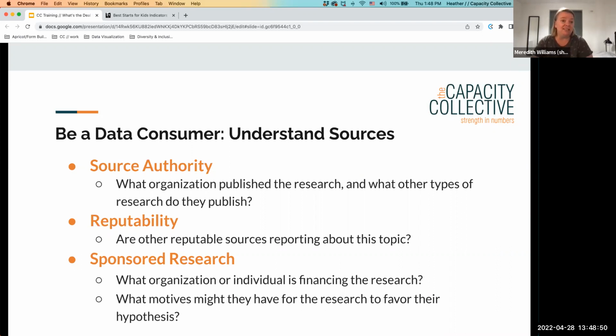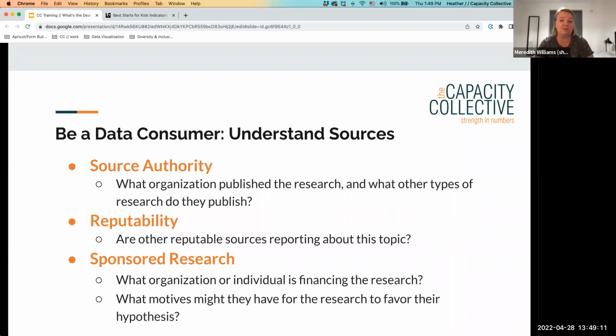And also just, is it a reputable source, reputability? Are there other sources that are also talking about this topic? Are they including similar data or information? Or if this is the only site with that information, maybe look and see if it's real news or not, or if it's even satire, or if it's something that has an agenda.